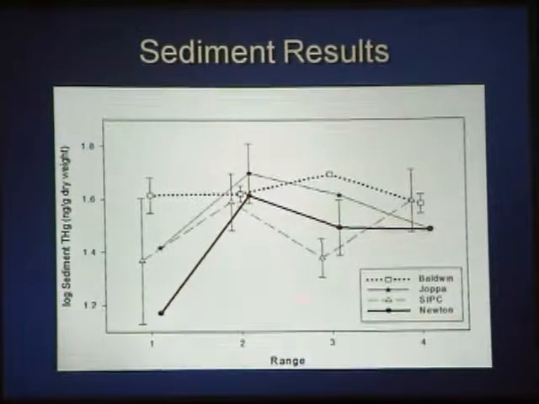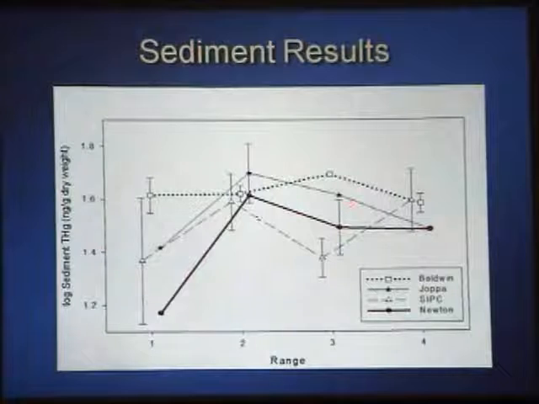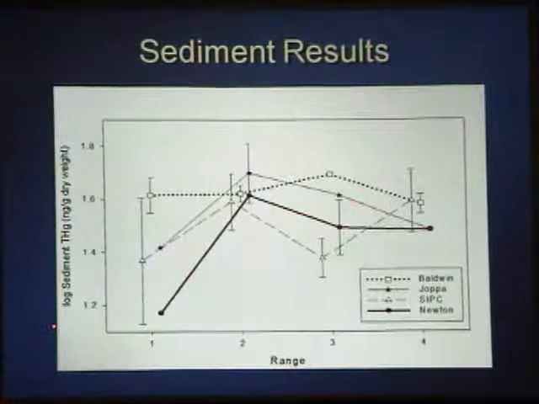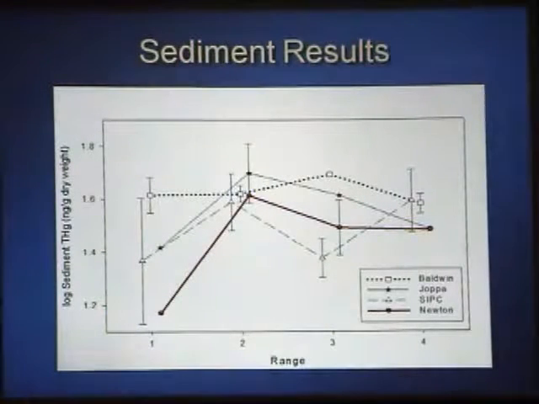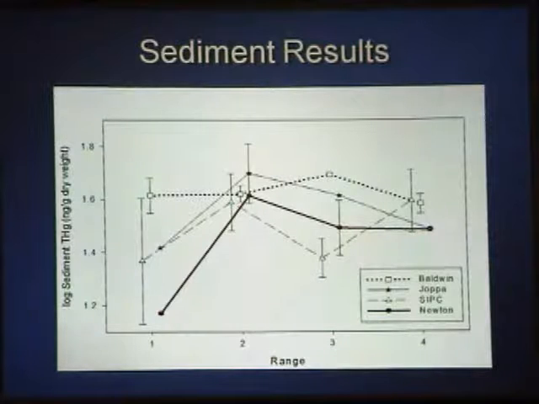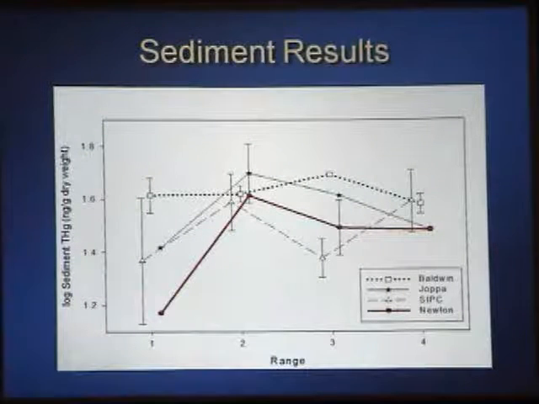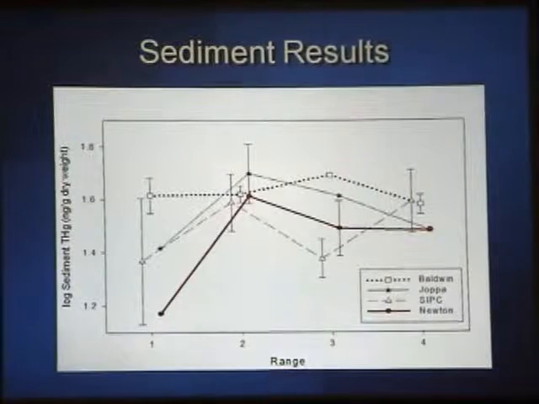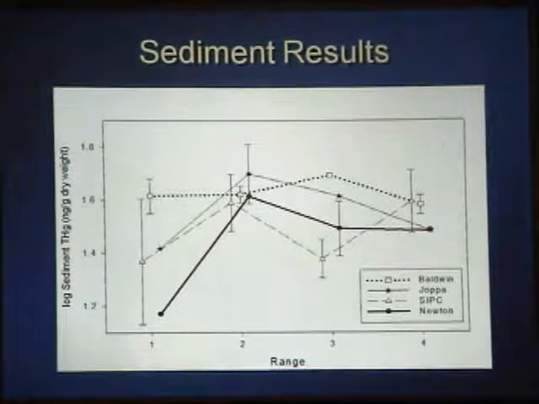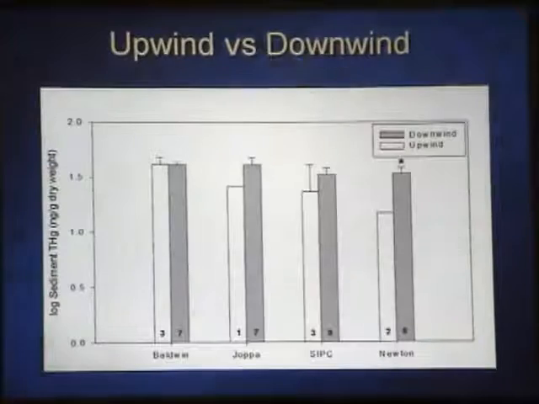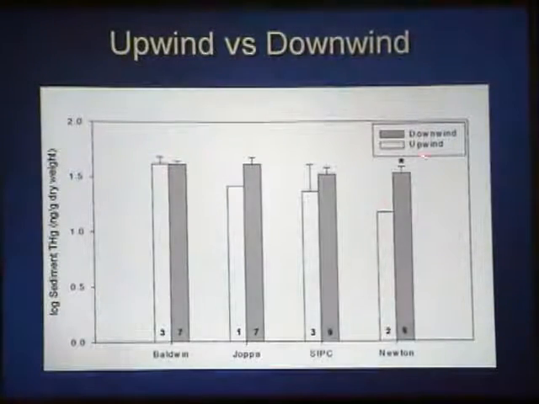So we've got quite a variety of variation in some of the concentrations. And you'll notice over here we're looking at the log of the sediment concentrations. So the Newton power plant was the only one where we saw a downwind change in mercury concentrations. And if you look at that on the bar graph again, the Newton plant was the only one that had a significant difference.